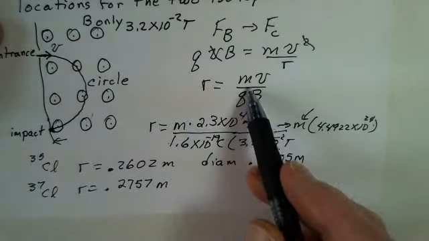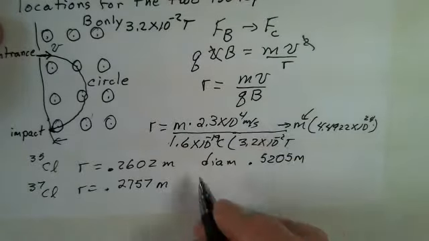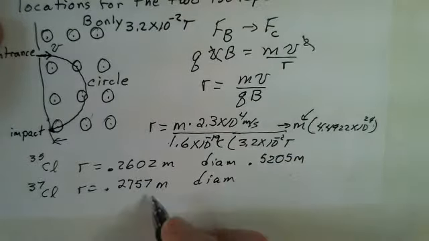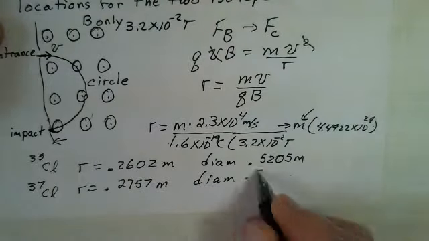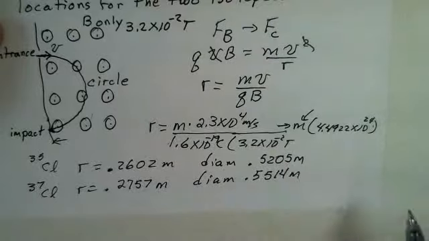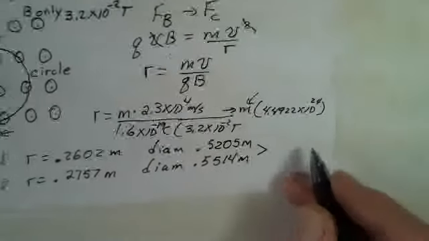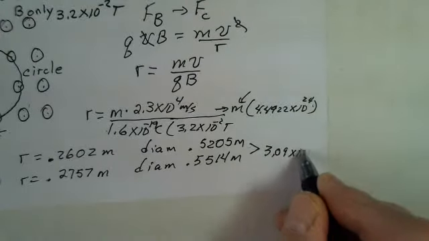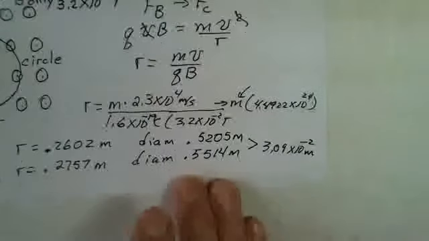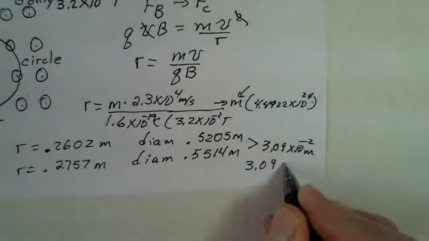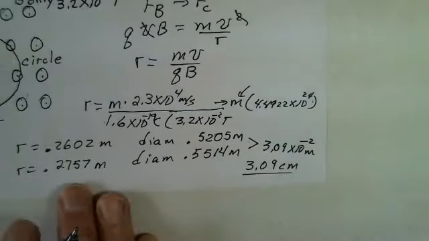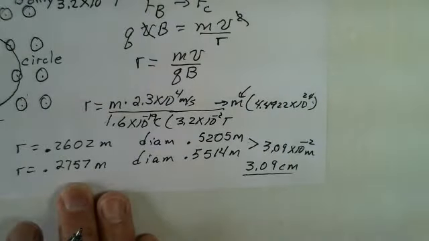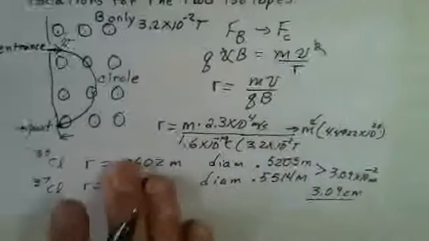You can see that mathematically here. If m gets larger, r gets larger. And the diameter, if I double this radius, is roughly 0.5514. If I subtract these two numbers, I find that the difference in the impact location is 3.09 times 10 to the minus 2 meters, or 3.09 centimeters. So these two chlorine isotopes can be separated, can be analyzed. 3.09 centimeters will be the spacing of their impact points in this mass spectrometer.